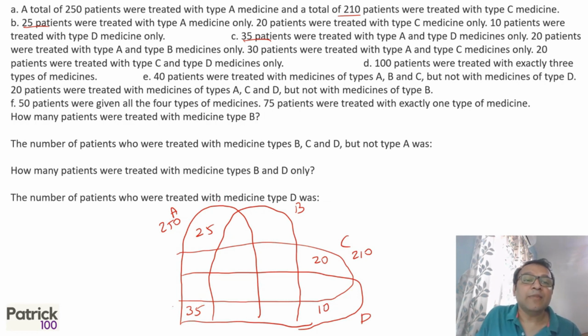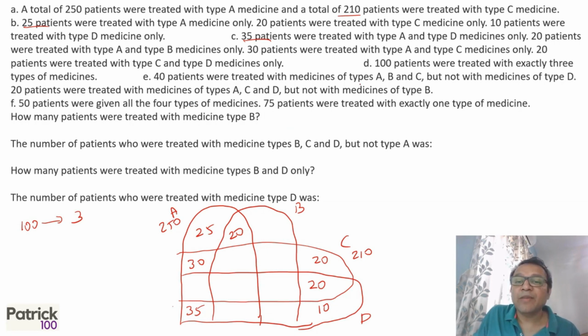20 were treated with type A and B medicines only. 30 were treated with type A and C medicines only. So A, C will be 30. And 20 were treated with C and D medicines only. So that was 20, C and D. 100 patients were treated with exactly three types. Now, there are four places where there are three types, so I'll just put it separately. 100 patients were treated with three types of medicine.